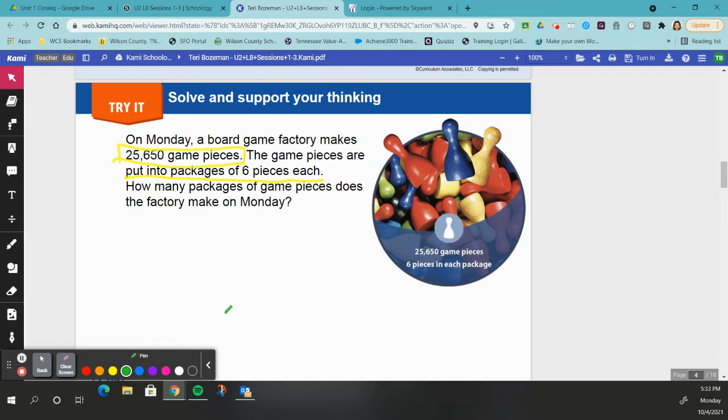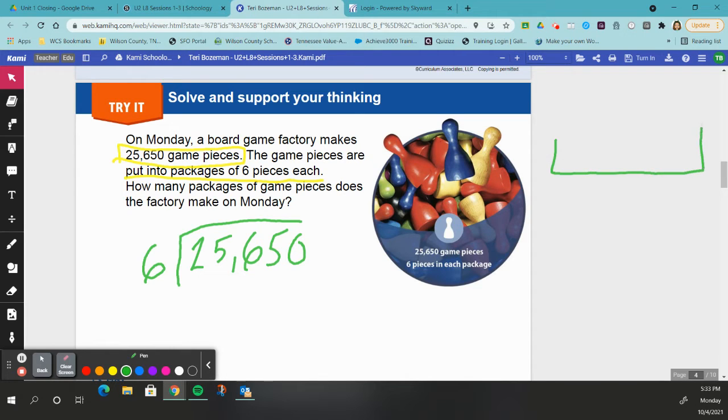So we have our game pieces. Specifically, we have 25,650. And we're dividing it so that there are 6 pieces in each group. If you were to draw a picture of this, you would have your whole number, right? 25,650. And you're breaking this up into 6 pieces and 6 pieces and 6 pieces and 6 pieces until you had all of your pieces in groups of 6. So that is what we would be doing here.